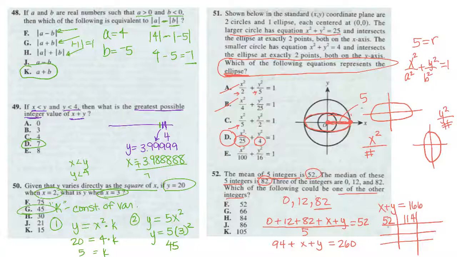Now let's go back and check our median. If I'm putting in a 52 and 114, will our median still be 82? When you check it, it's not. A quick reminder on that median: our numbers would be 0, 12, then 52, then 82, and then 114. And so our median would no longer be 82.